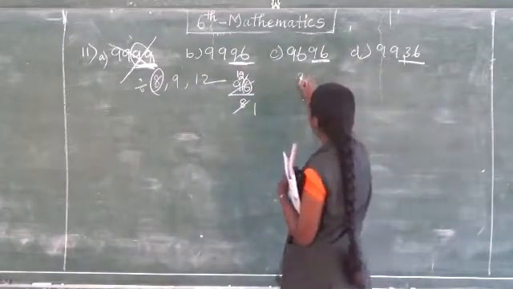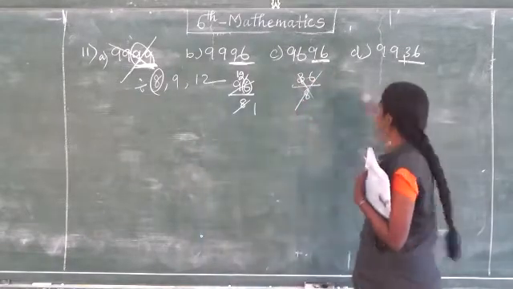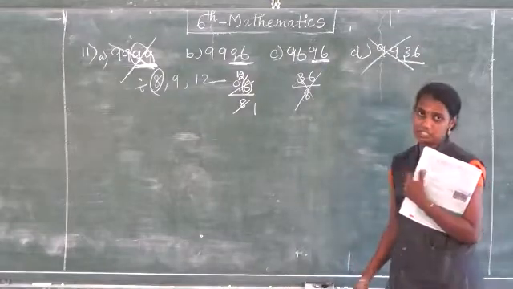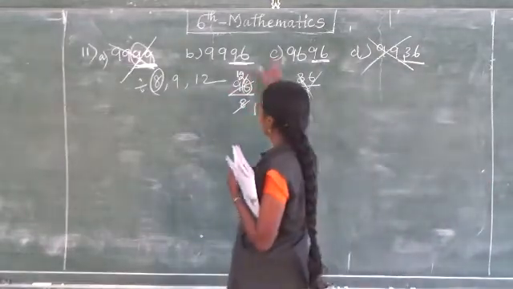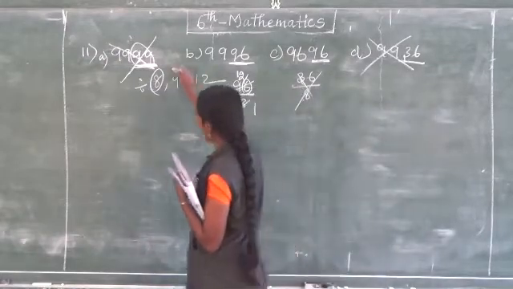We will check with the option D, 36 will not come in the 8 table. So it is not a possibility. The answer must be from option B or C. So now 8 is over. We check with the 9 table.